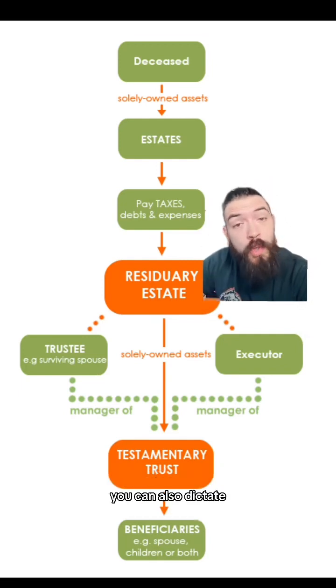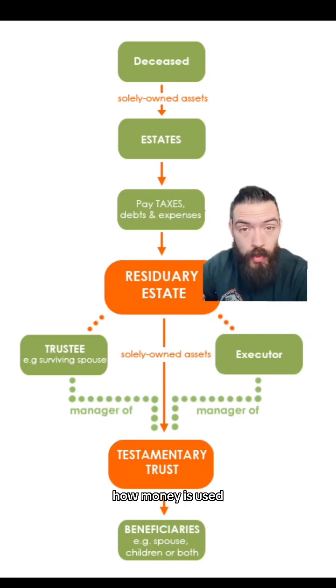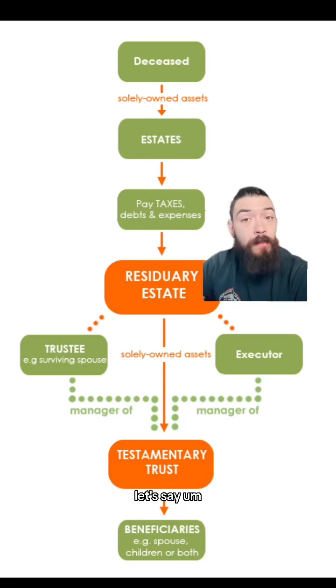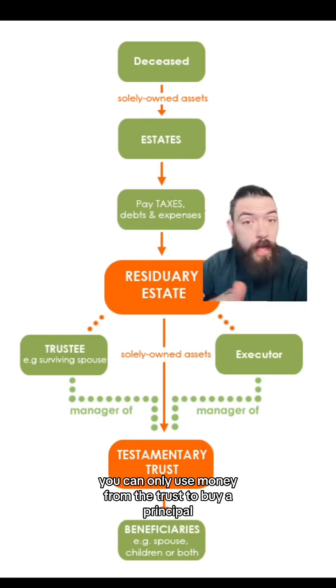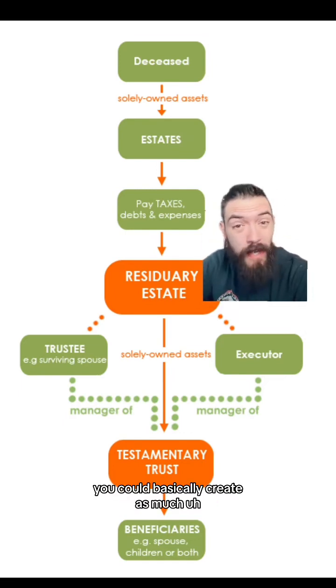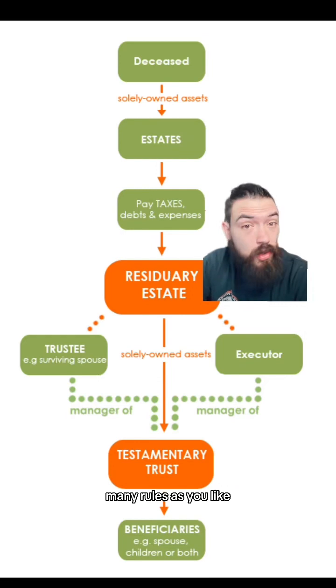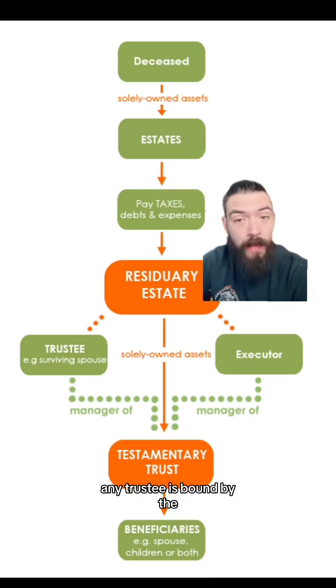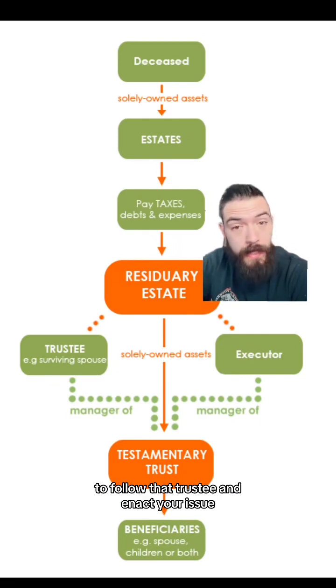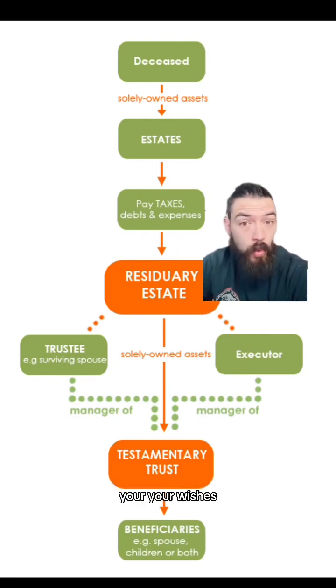Further to that, you can also dictate how money is used. So you may say, okay, you can't use money for gambling, let's say. You can only use money from the trust to buy a principal place of residence, to pay off debts, to get educated, start a business. You could basically create as many rules as you like. Any trustee is bound by their trustee obligations to follow that trust deed and enact your wishes.